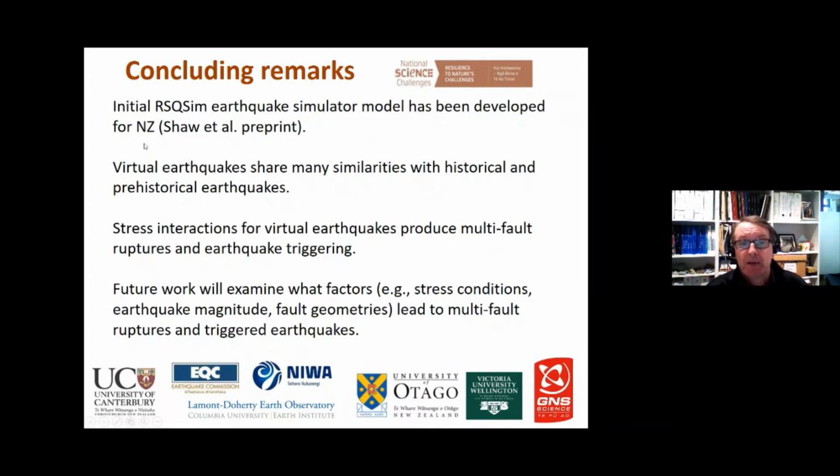So we have a simulator working for New Zealand at the moment. It shares many similarities with both historical and prehistorical earthquakes. We can see in the simulator that it's producing some of the features that we can recognize from the historical events. So it's reproducing events that look a bit like the Kaikoura earthquake. It's reproducing earthquake triggering. And that in itself allows us to dig a bit deeper into what processes are going on that produce these multi-fault ruptures and earthquake triggering processes.